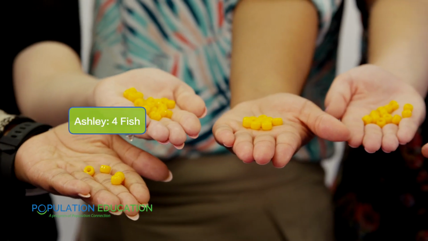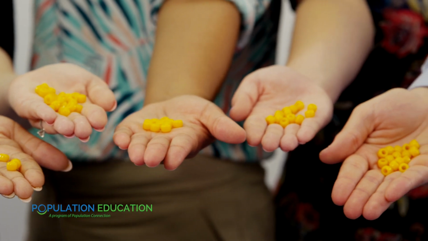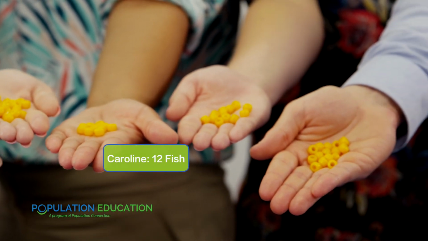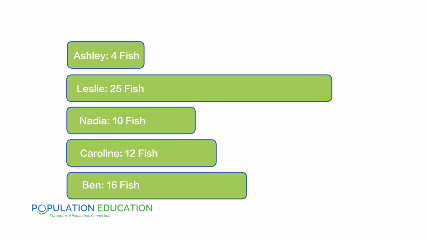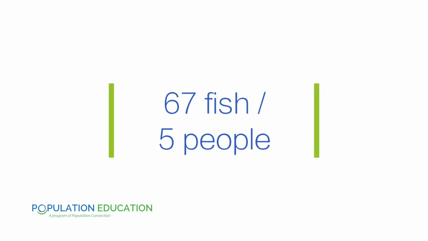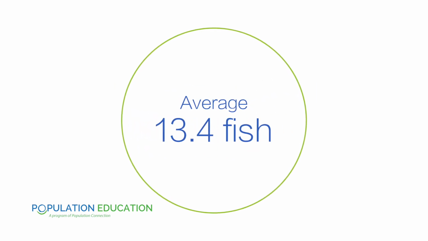So let's take a look at what happened. Ashley has 4 fish, Leslie has 25, Nadia has 10, Ben has 16, and Caroline has 12. So now we need to find the average number of fish per square. So to do that, of course, we need to add up all of our numbers, and we'll divide by the number of people who went fishing. So our total is 67, and we'll divide by 5, so that gives us an average of 13.4 fish per square.